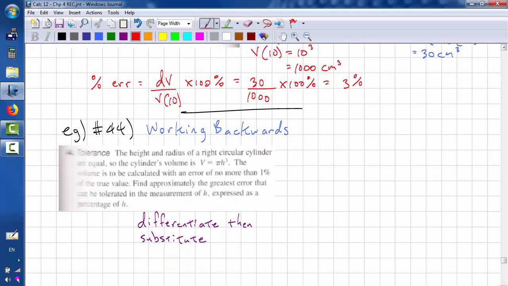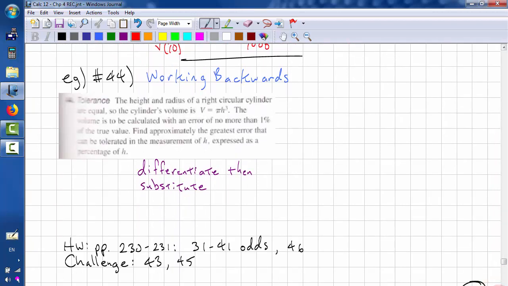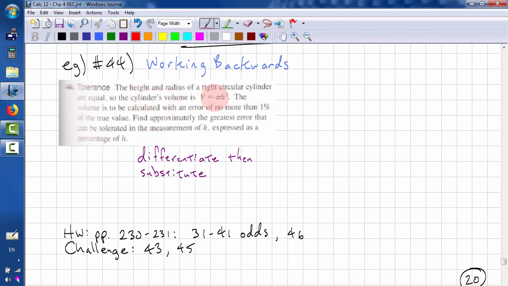And sometimes the harder problem is working backwards, and in this case, it is the harder problem. The height and radius of a right circular cylinder are equal. So the cylinder's volume is V equals pi h cubed. The volume is to be calculated with an error of no more than 1% of the true value. Find approximately the greatest error that can be tolerated in the measurement of h, expressed as a percentage of h. Okay, let's start off with our formula. dV, and we want V of h. We want the volume error to be less than or equal to 1%.